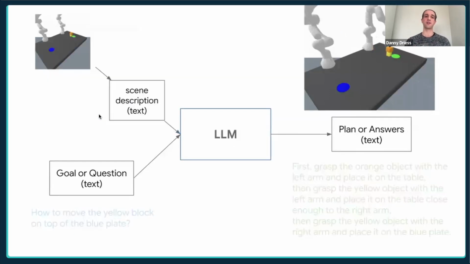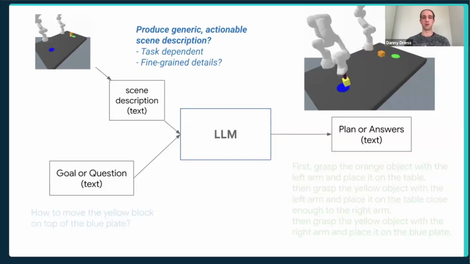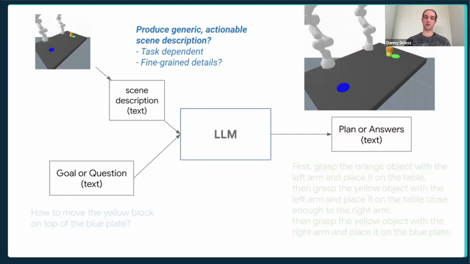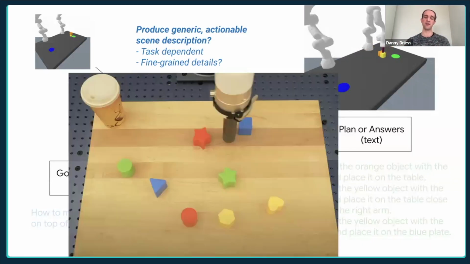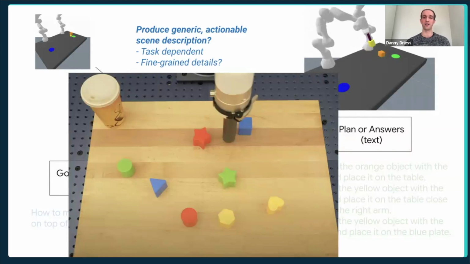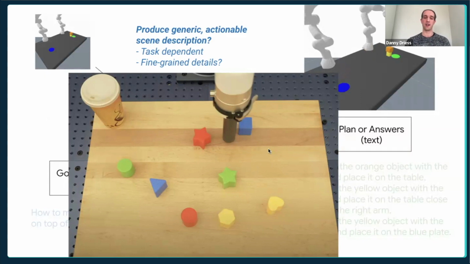And maybe you could think of giving a textual description of the scene, but it's very questionable if there are generic actionable scene descriptions in text form that convey especially the fine-grained details. And the example that I like to give is this one here. So it might be very hard to describe this scene and where all these objects are in text.